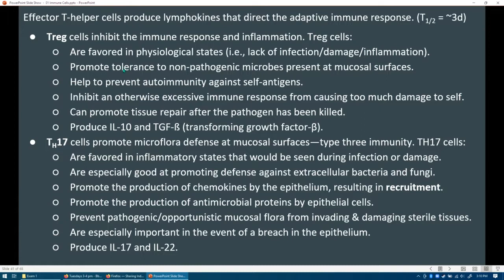They promote tolerance, meaning lack of response, to non-pathogenic microbes that are present on mucosal surfaces. So you have a lot of bacteria, fungi, and even some protozoa in your gut, right? You have a ton of organisms in your gut. We do not want to mount a response against every organism in your gut. That would be bad. A lot of those organisms are not only not harming you, so it would be a waste of energy to fight them, but they also help you. They prevent infection by just coating the gut and making sure nothing can attach.